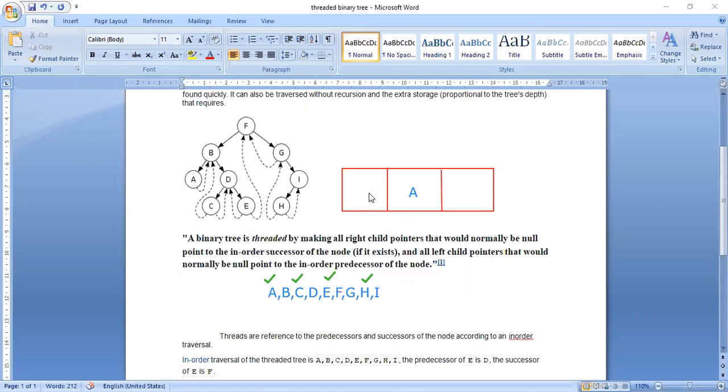Now, for making it a threaded binary tree, what I will do is write the address of the element before A, if there is any. But here you can see, before A, is there any node? No node is there. So I will keep the same value, null.